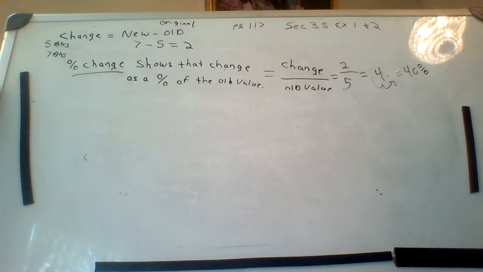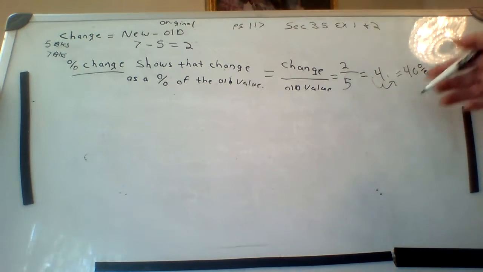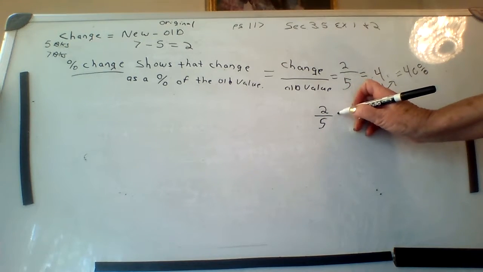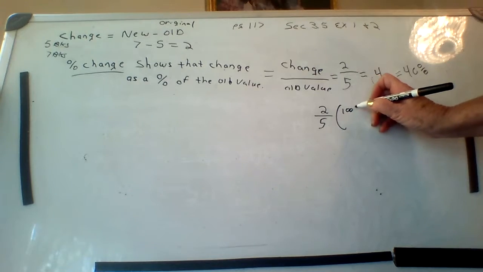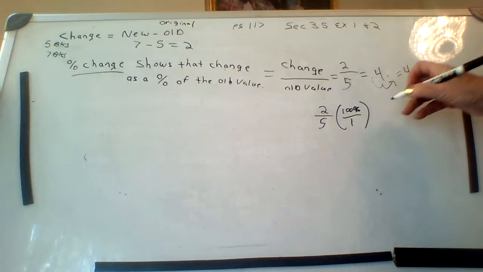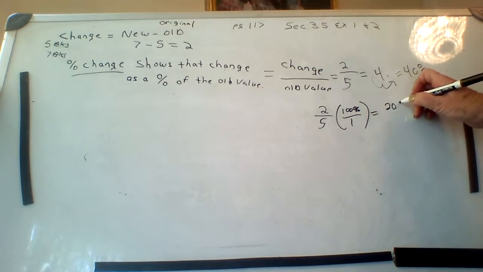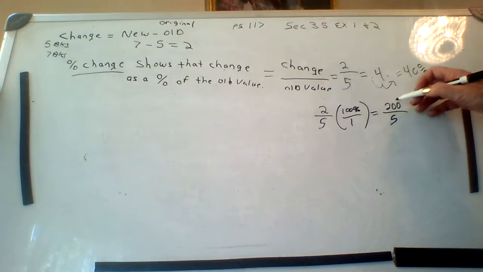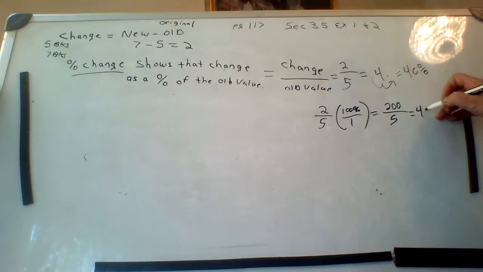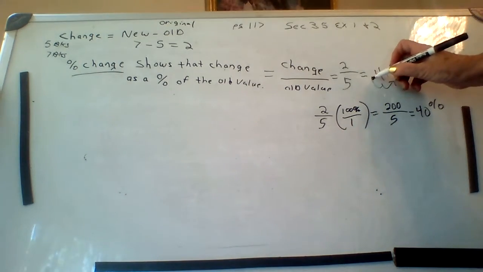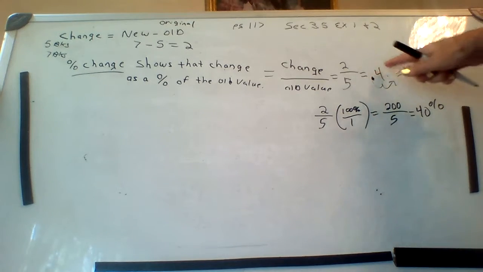Now, in your book, it's teaching you to do this. Take the 2 and the 5 and multiply it by 100%. Well, 2 times 100 is 200, right? And 5 divided by 1 is 5. 5 goes into 200 40 times. And remember, we're dealing in percents. So your answer is 40%. You could do it either way. It does not matter. Your decimal's here, 0.4, you move it over.